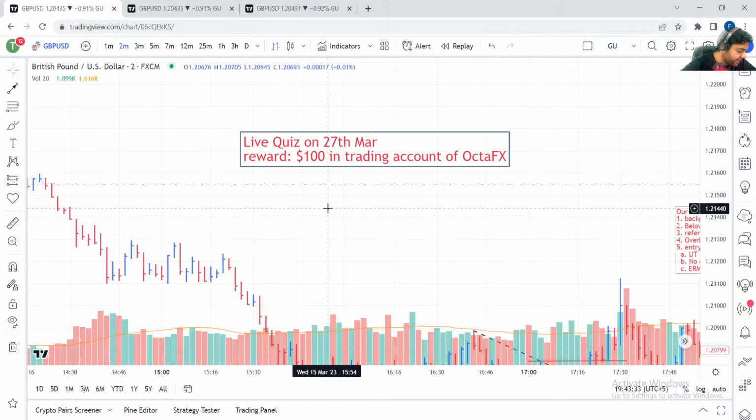How to read volume on spring and upthrust? Monu Nagar ji, for now just ignore the volumes. Just for now, please ignore the volumes, because we are going to have the volume discussion a little bit later.